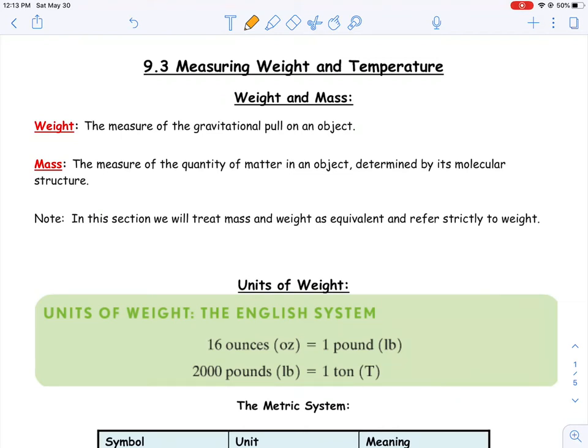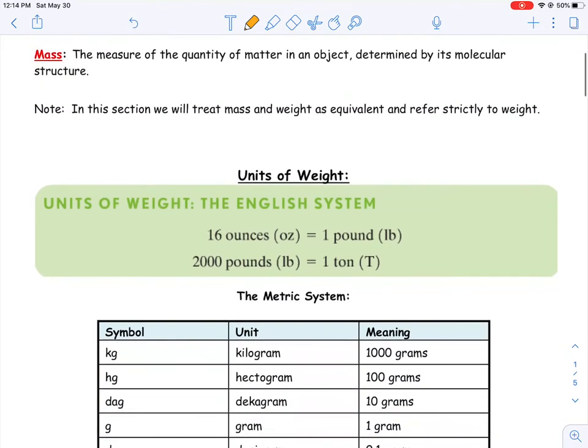But a lot of times we kind of interchange those two ideas where we say weight, but we really mean mass, or we say mass when we kind of are thinking about weight more. In this section, though, we're going to treat those as equivalent and we're just going to refer to weight, okay? So just thinking about the weight of an object, ignoring the idea of mass, okay?